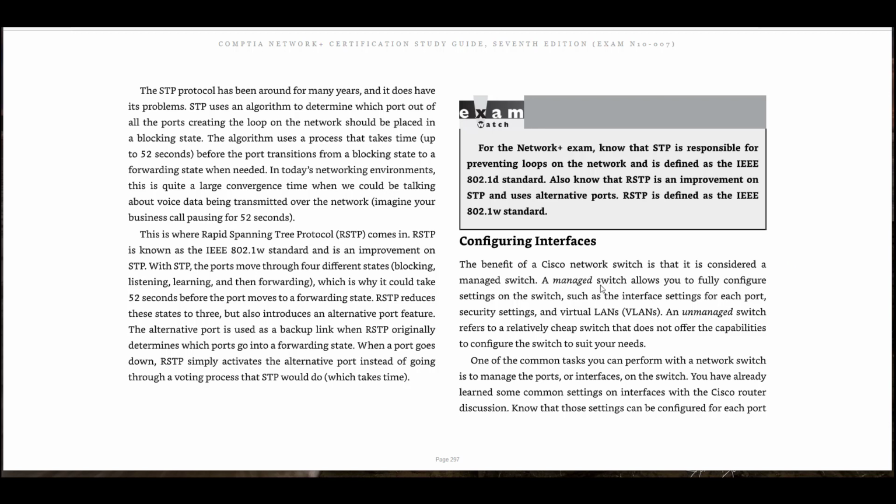Okay, so a managed switch allows you to fully configure the settings of the switch, such as the interface settings for each port, security settings, and virtual LANs. An unmanaged switch refers to a relatively cheap switch that does not offer the capabilities to configure the switch to suit your needs. So basically what that means is you don't have an interface to get into the unmanaged switch. You just basically set it up and use it.